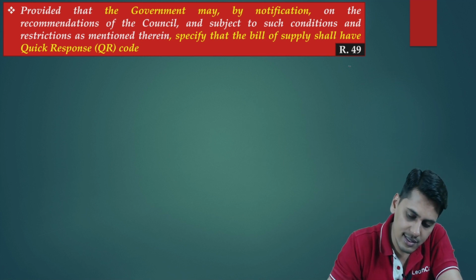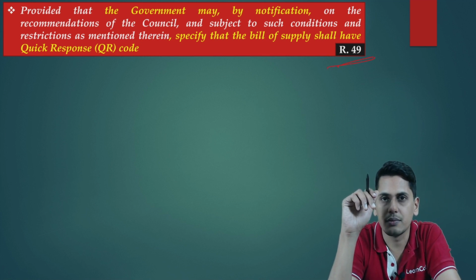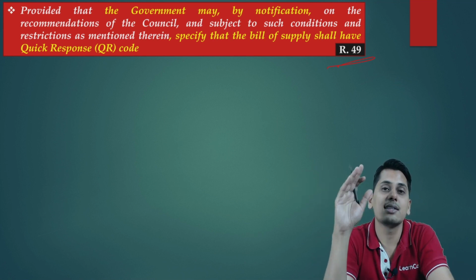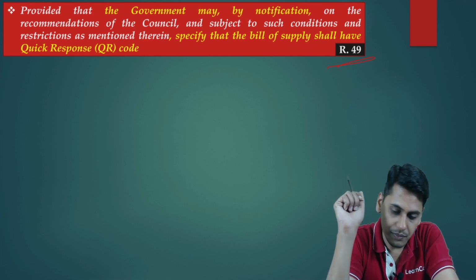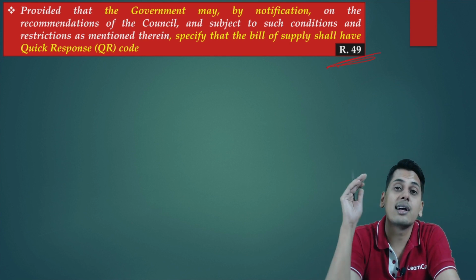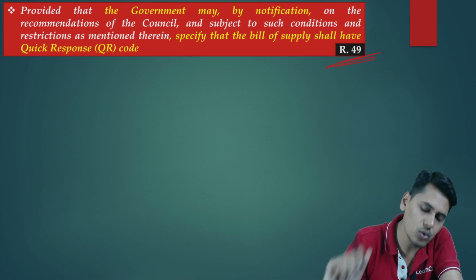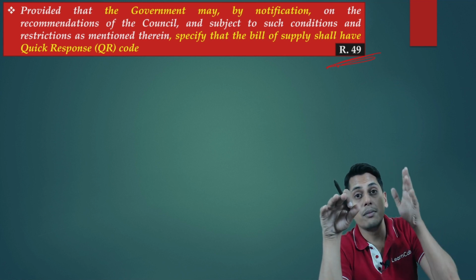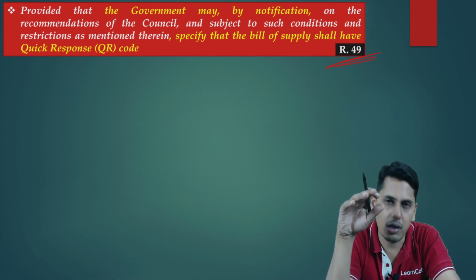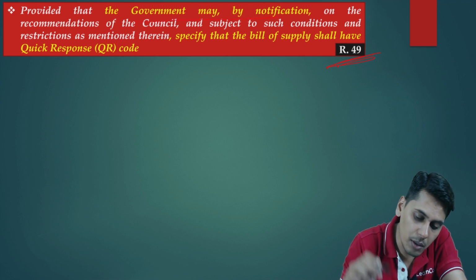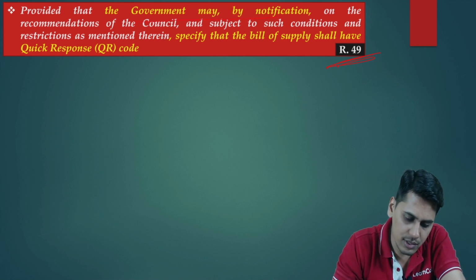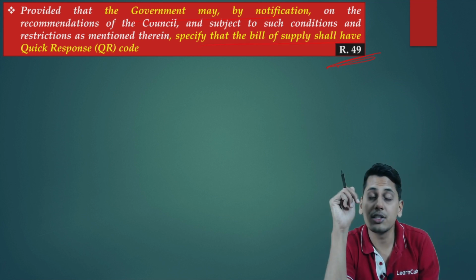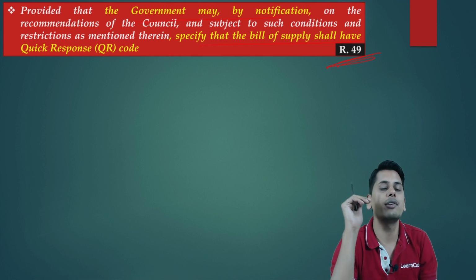Now friends, another analysis, contents in the bill of supply. Rule number 49. Friends, by far we have completed the amendments in the contents of tax invoice. Now we move on to the amendments in the contents of bill of supply. If you look into rule number 49, which speaks about bill of supply, it also has got a proviso which is similar to the 6th proviso to rule number 46. It tells you, provided that the government may, by notification on the recommendations of council and subject to such conditions and restrictions, specify that the bill of supply shall have a QR code. Shall specify that the bill of supply also shall have a QR code.